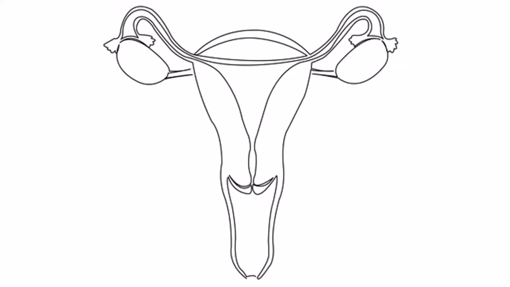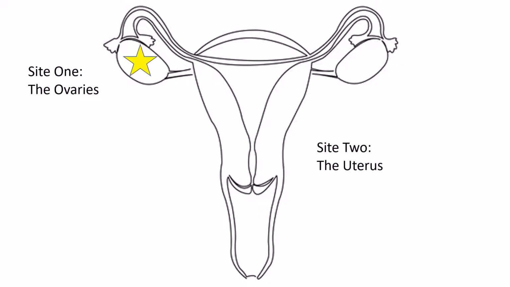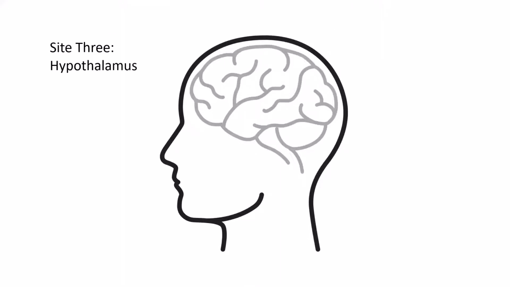There are some key locations of the menstrual cycle. Number one is the ovaries, which are the site of the ovarian cycle. Number two is the uterus, which is the site of the endometrial cycle. Number three is the hypothalamus of the brain, which regulates ovulation. And number four is the anterior pituitary, which sends its hormones directly to the ovaries.